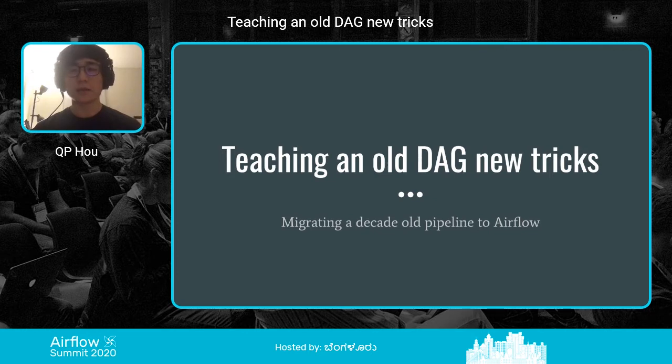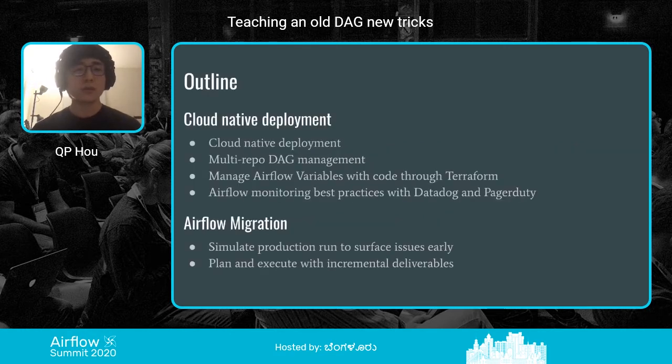So in this talk, I'm going to talk about how Scribd deployed Airflow into AWS Cloud with best practices and some of the learnings that we had along the way, as well as some of the issues that we ran into and how we solved them. So this talk is broken up into mostly two parts.